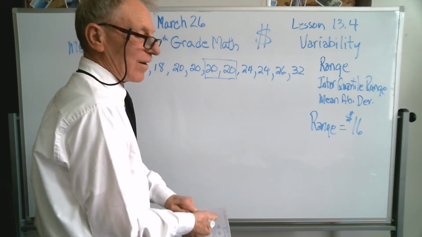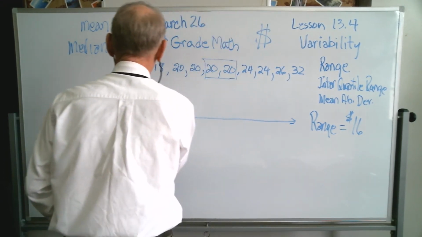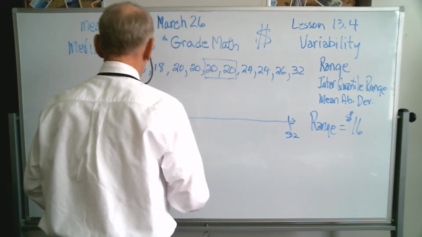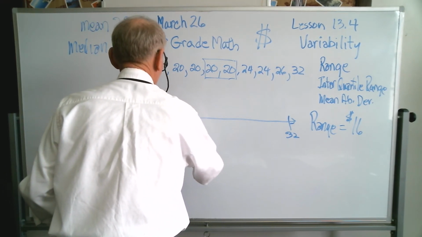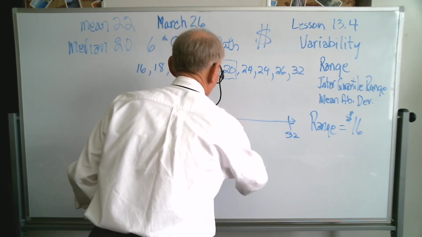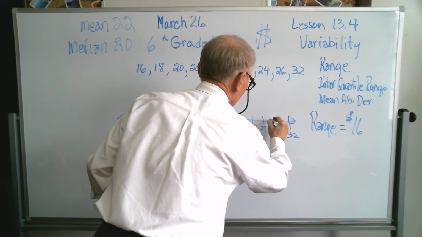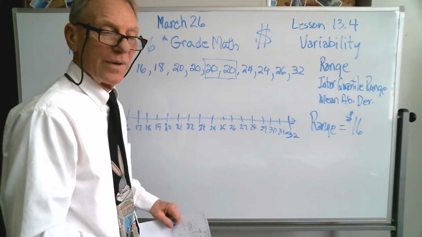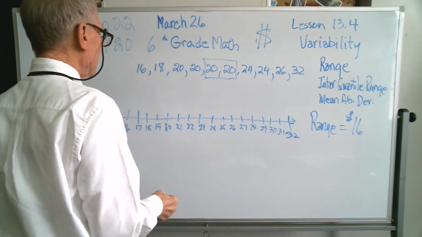So, let's start by making a number line. We're going to start at 16, and we're going to end at 32. So we got 17, 18, 19, 20, 21, 22, 23, 24, 25, 26, 27, 28, 29, 30, 31, and 32. That's a long number line. All right, so now we got our number line. So we're going to figure the upper quartile and lower quartile. We need our median. Our median is 20.